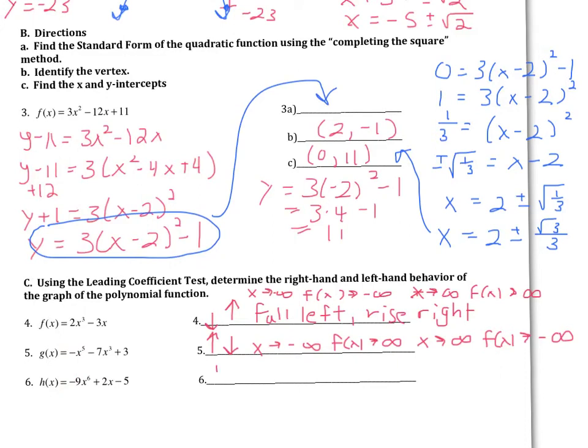So both arrows will go down. So in symbols, as x approaches negative infinity, f of x approaches negative infinity. And as x approaches positive infinity, f of x approaches negative infinity.